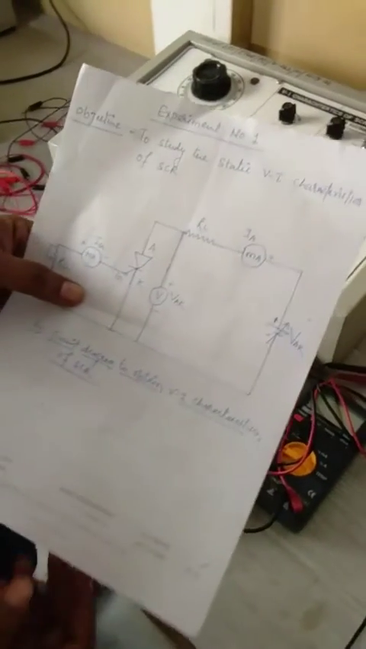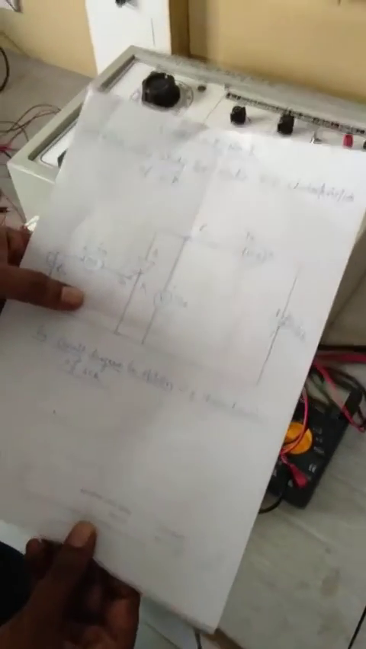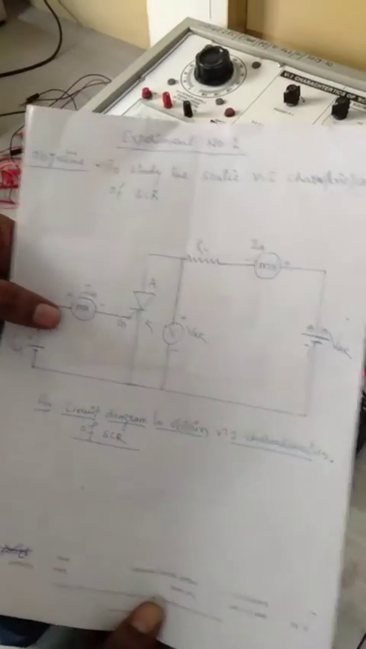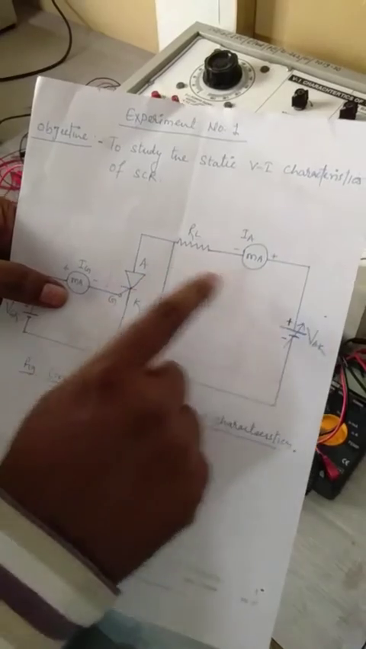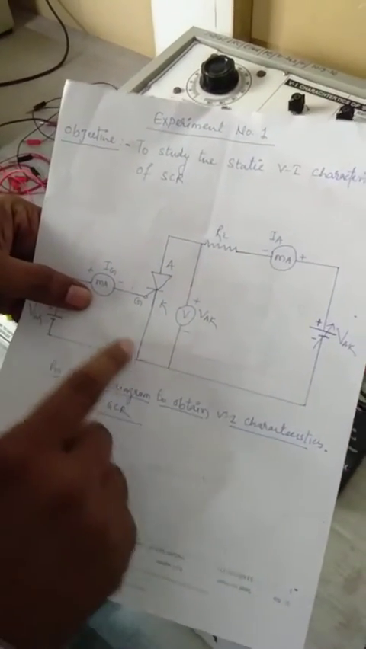Today we will perform the experiment to obtain the static VI characteristic of SCR. Okay, so this is our circuit diagram. First we will draw the circuit diagram.